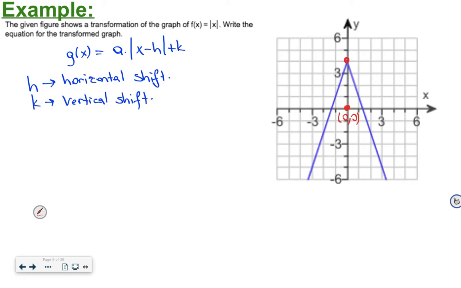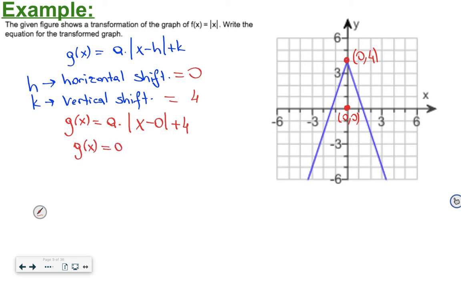This vertex is going to become here. So what is the transformation? How did this point move? Up. There are no changes horizontally, that's why 0, but vertically 4 units up, right? So I can say that h is going to be 0 because there's no horizontal shift, but the vertical shift k is going to become 4. Let me rewrite the expression. g of x is equal to a times the absolute value of x minus 0, plus 4. If you simplify this, you will get g of x is a times the absolute value of x, plus 4.